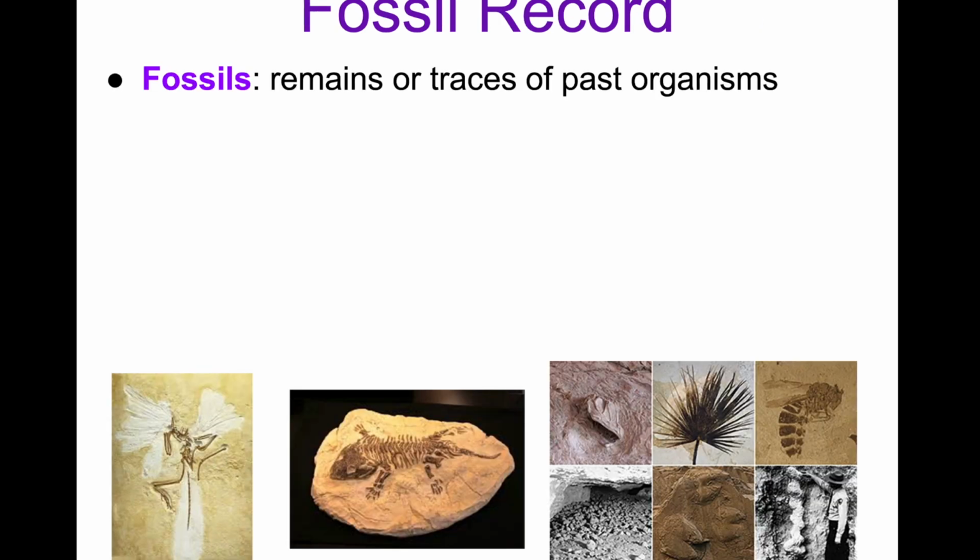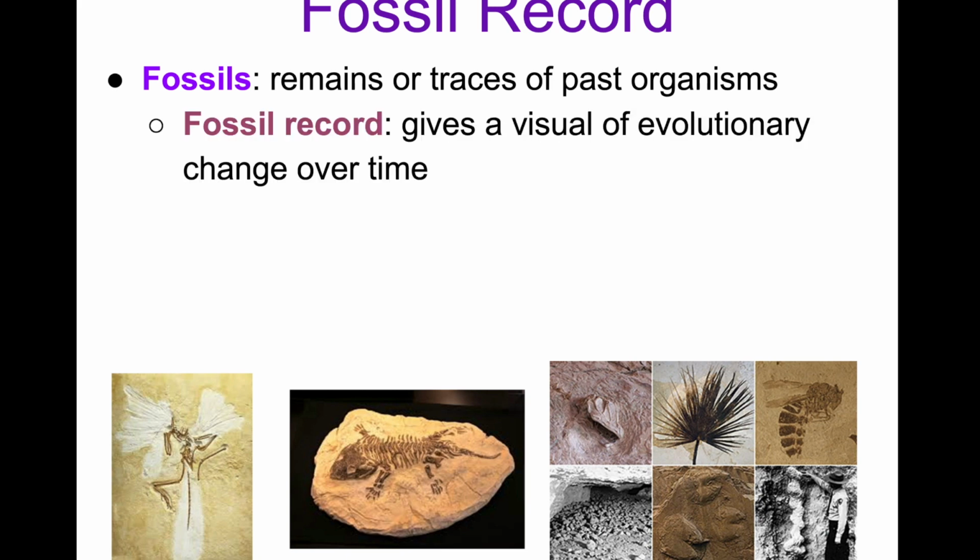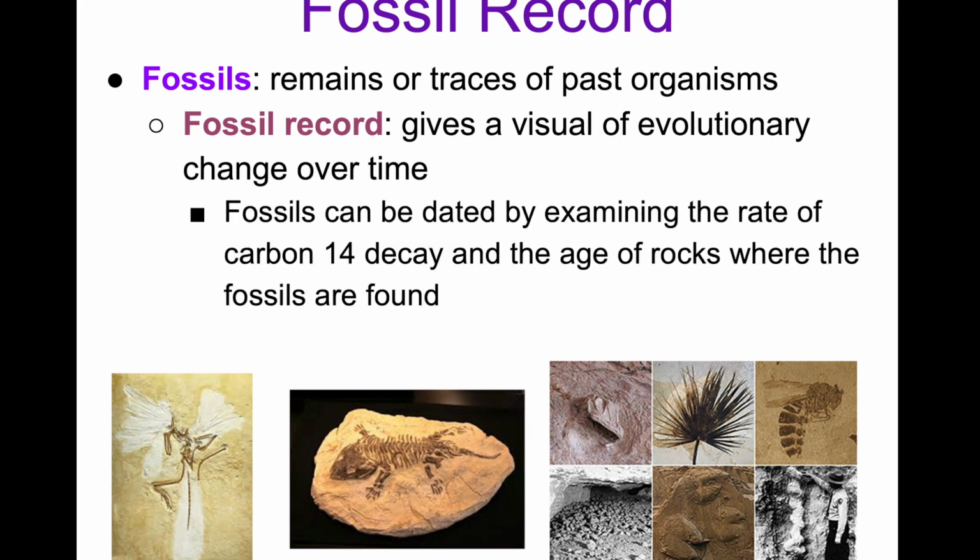So fossils are the remains or traces of past organisms. The fossil record gives us a visual of evolutionary history over time. So we can take these fossils and we can line them up and it'll give us a story. We date these fossils by examining the rate of carbon-14 decay. This is what we mean when we say carbon dating.